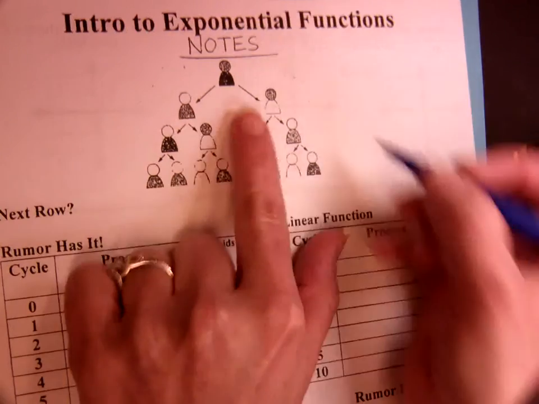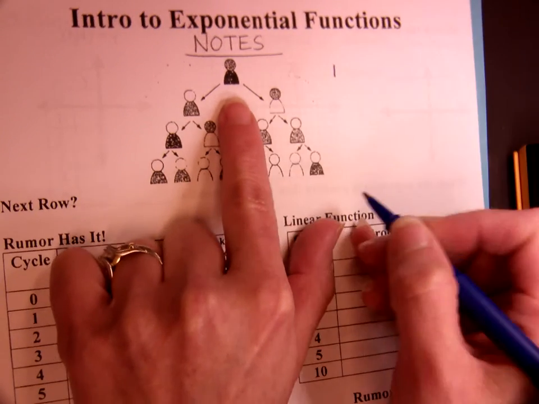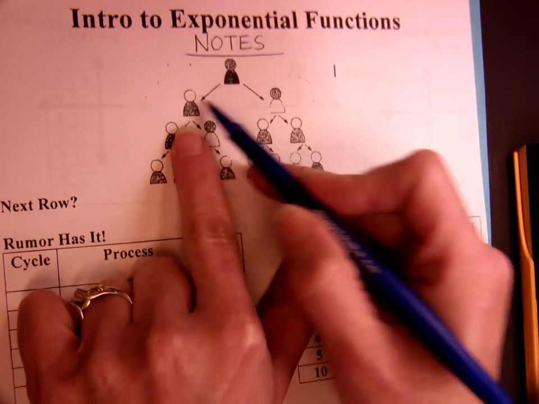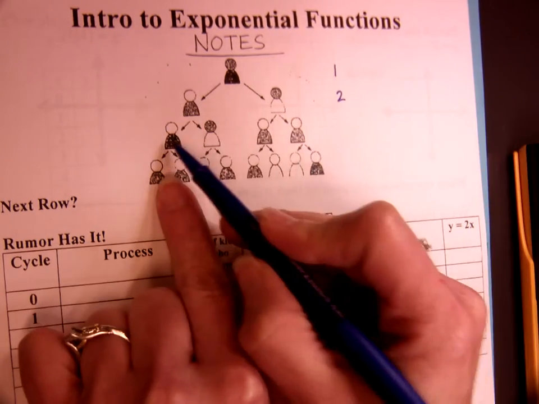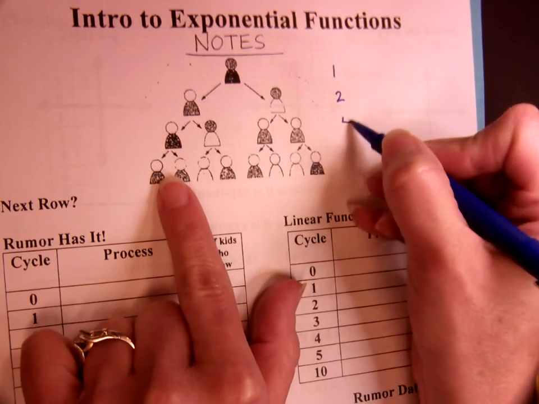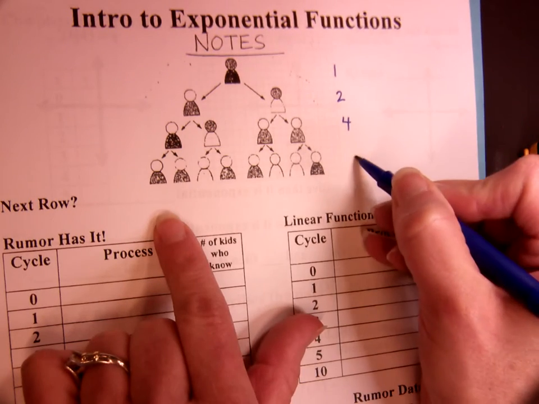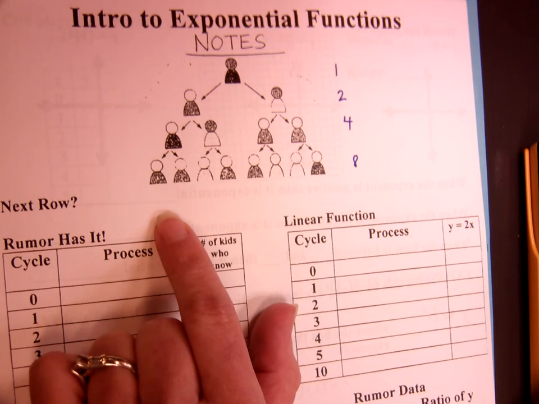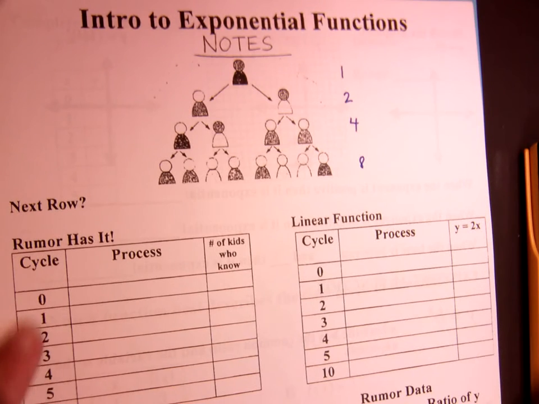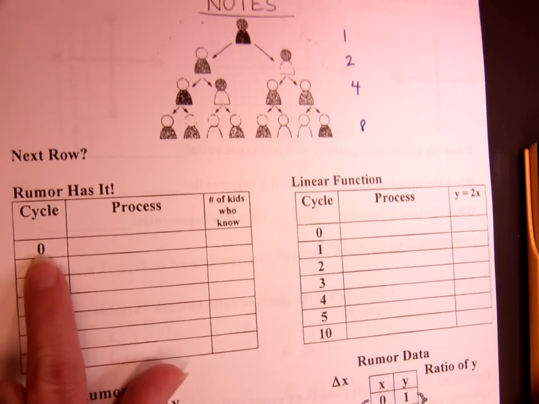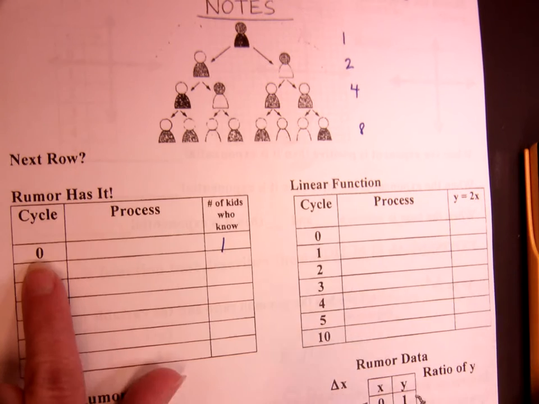All right, so we have one person here that knows the rumor. Then in this row, how many people know the rumor? Two. And then in this row, how many know the rumor? Eight. All right. What we're going to do is call these cycles. And so look at this little table right here. In the first cycle, only one person knows.